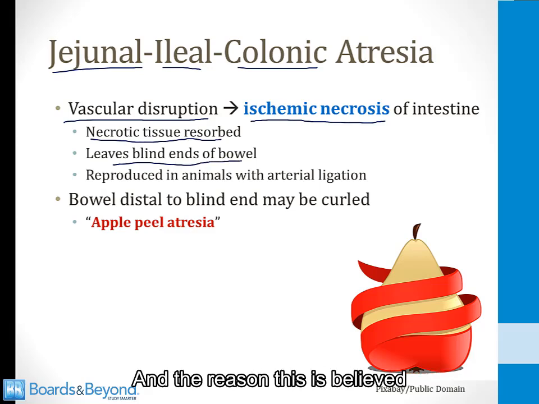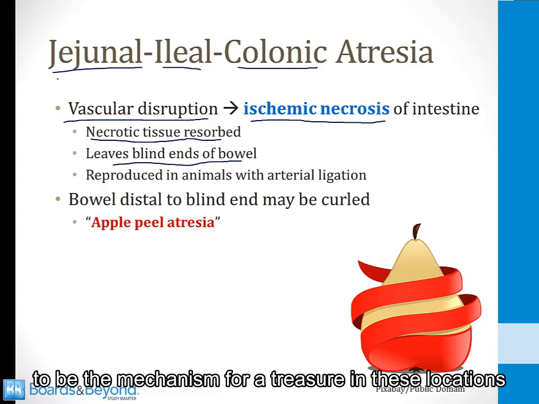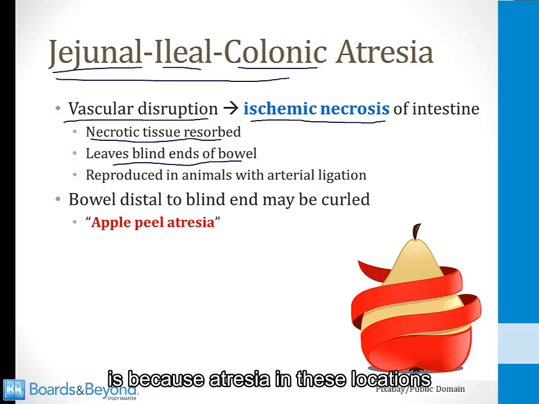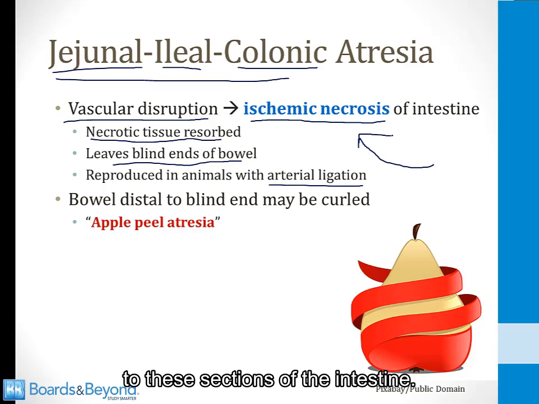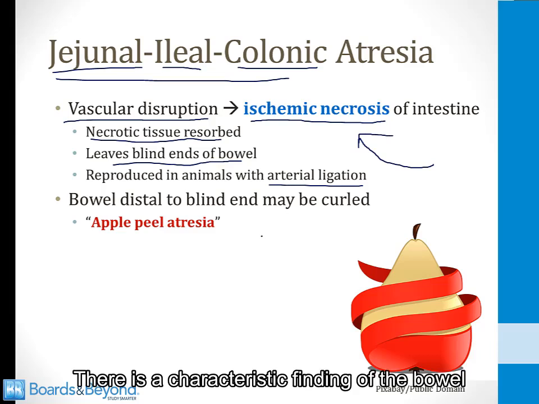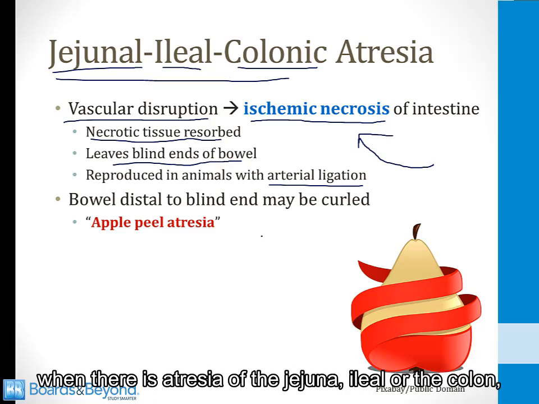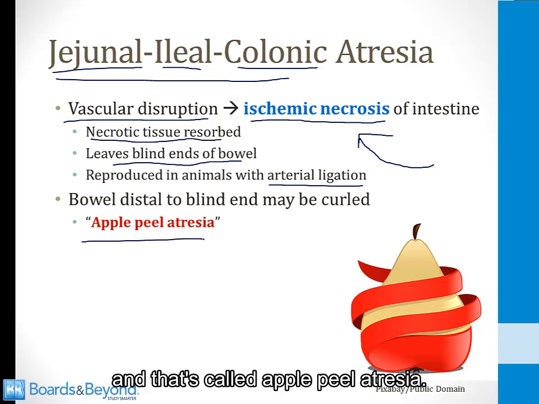And the reason this is believed to be the mechanism for atresia in these locations is because atresia in these locations has been reproduced in animals by ligating the arterial supply to these sections of the intestine. There is a characteristic finding of the bowel when there is atresia of the jejunum, ileum, or the colon, and that's called apple peel atresia.